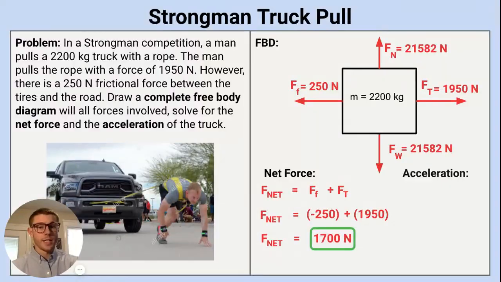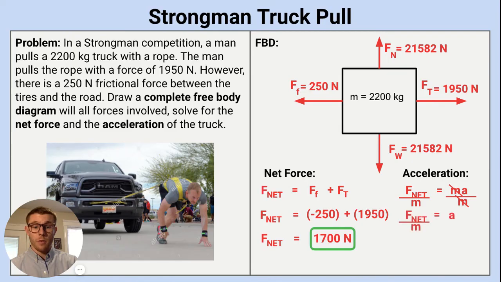Okay, excellent. Now that we have the net force that's acting on this truck due to the man, we can solve for the acceleration of the truck. To do so, we're first going to start with Newton's second law, which is the net force is equal to mass times acceleration. But in this case, we're solving for acceleration, so we're going to get a on its own. We divide both sides by m. The m's cancel on the right, and we're left with acceleration is equal to net force over mass.